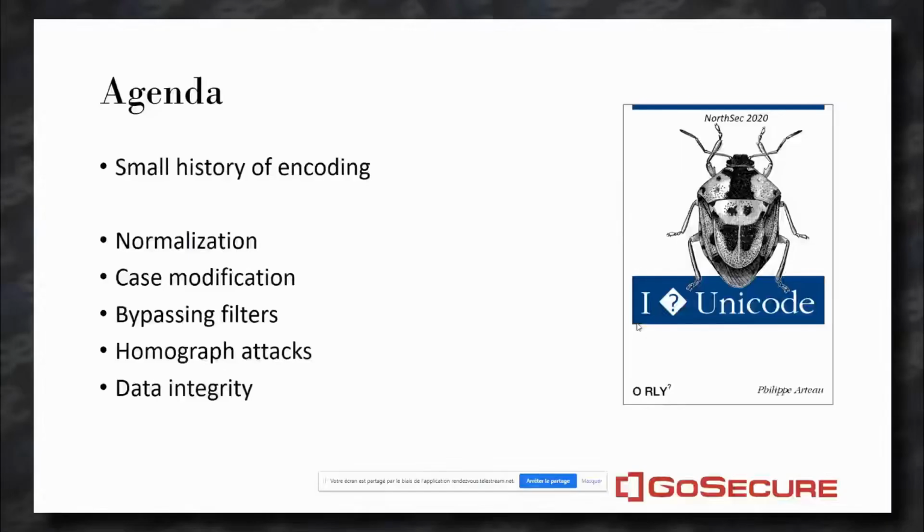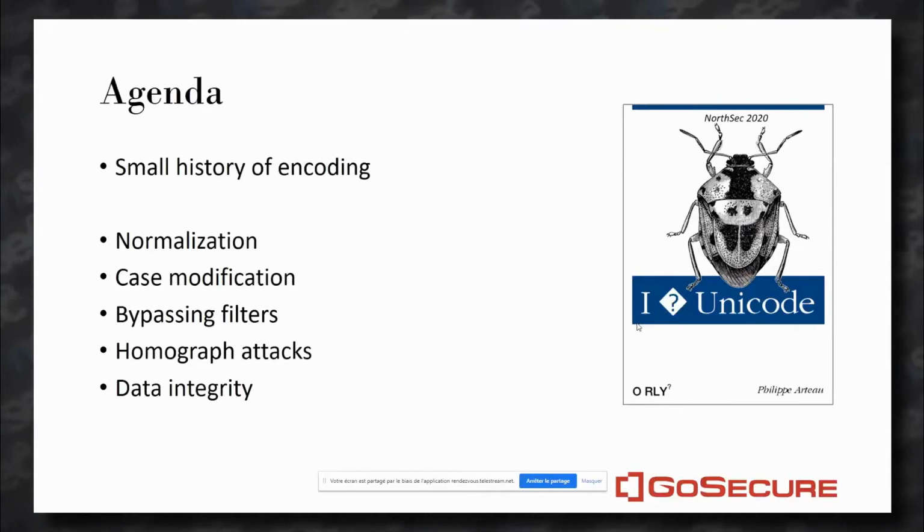The main topic of this presentation is transformations that are standard from the Unicode that can have a security issue. So first, we're going to go through a basic history of encoding, just to see what problem Unicode is trying to solve. Normalization and case modification will be transformations that can have security impact in your code or library that you're using. We're going to see also that Unicode can be used by pen testers or bug bounty hunters to bypass WAF or any type of filter.